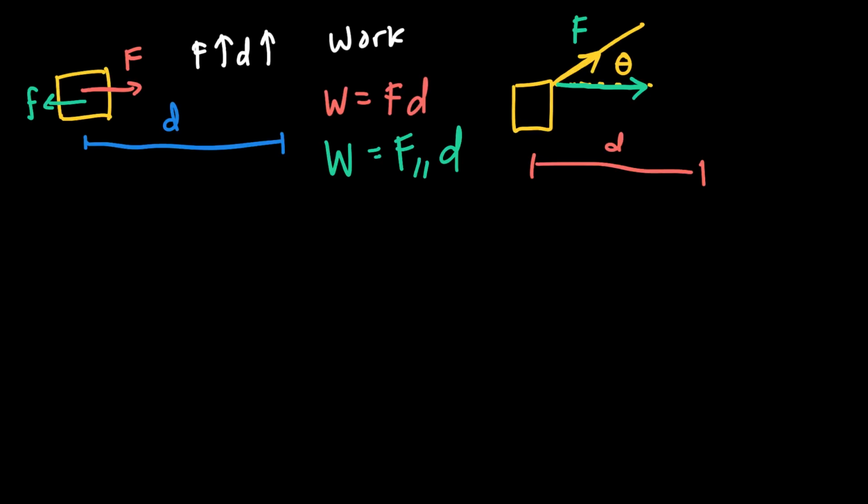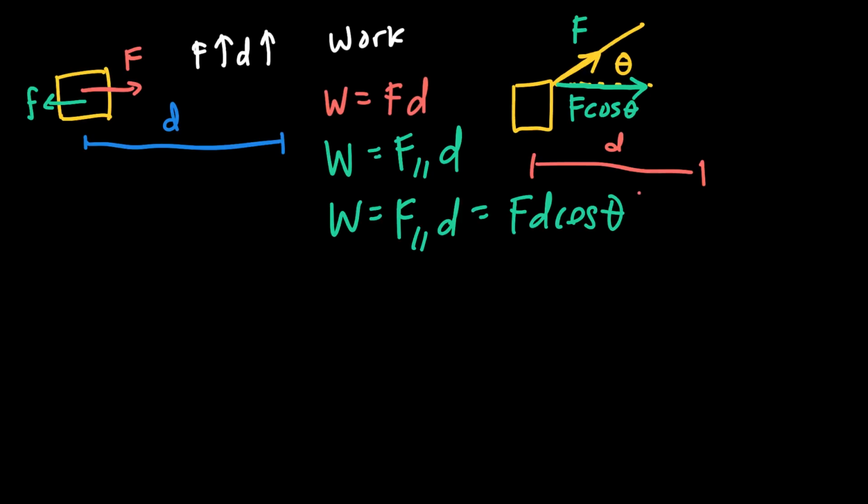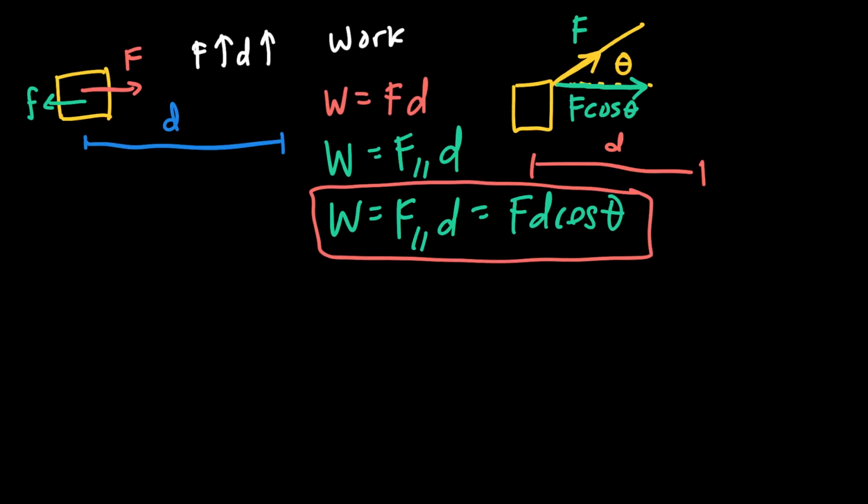And that component is the cosine component of the force F. So this is F cosine theta. And so you'll often see the equation for work written as W equals the force parallel to the displacement, or F d cosine theta. And so this is going to be our working definition of work.